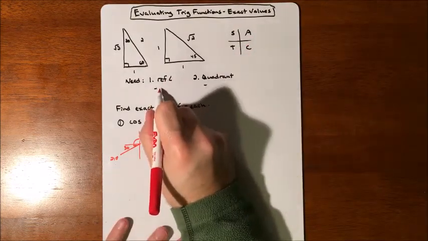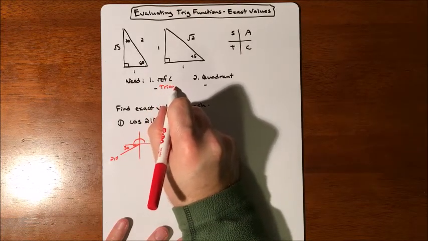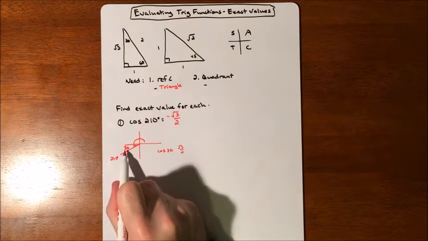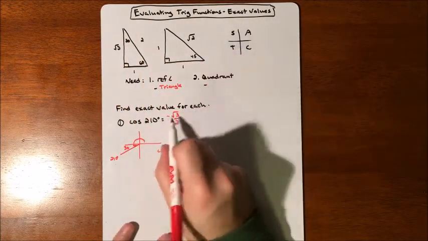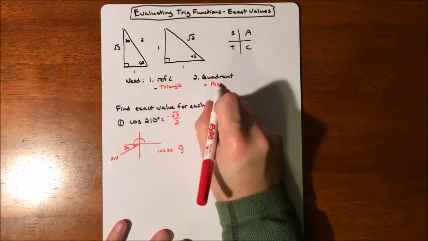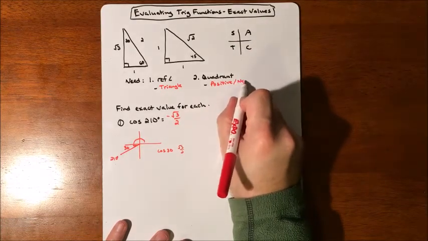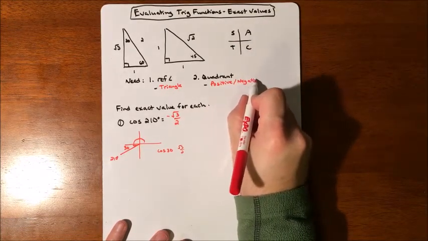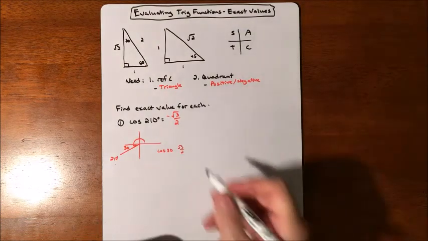So our reference angle connects us to the appropriate triangle. As soon as we knew it was a 30, we're looking at this triangle. And then our quadrant is going to tell us whether it's positive or negative. All right, so we're going to do that exact same process on two more.